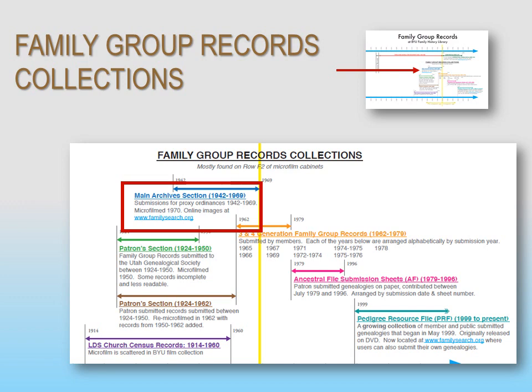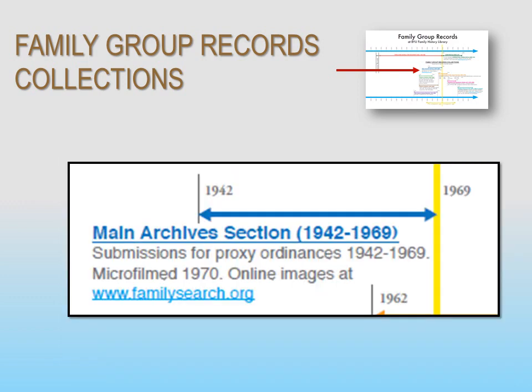The first group of records is the main archives section, 1942 to 1969. These are family group records that were submitted prior to having proxy ordinances performed. When the ordinances were completed and the dates stamped on the forms, they were filed in the archives section. Some sheets were removed by patrons before microfilming was completed.